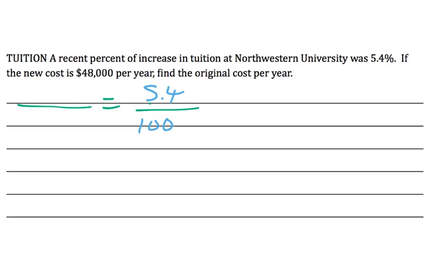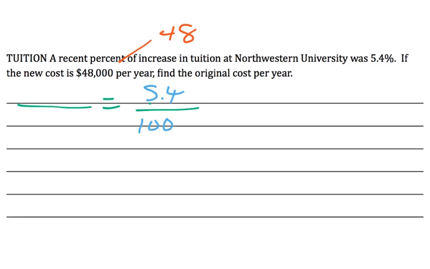Instead of dealing with 48,000, I'm going to just turn that into 48. But I'm going to have to make sure I turn that back into 48,000 by the end of the problem. And the other thing you're going to want to make sure you're aware of is that these percents don't have units attached to them, so it doesn't affect treating that as 48.